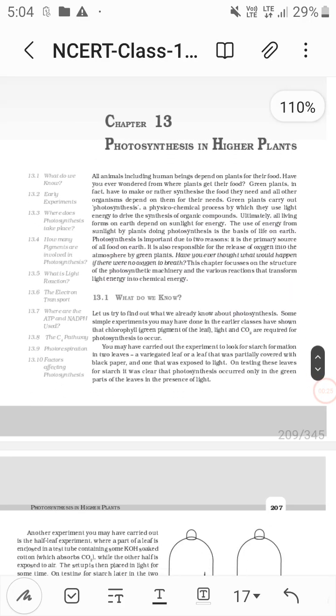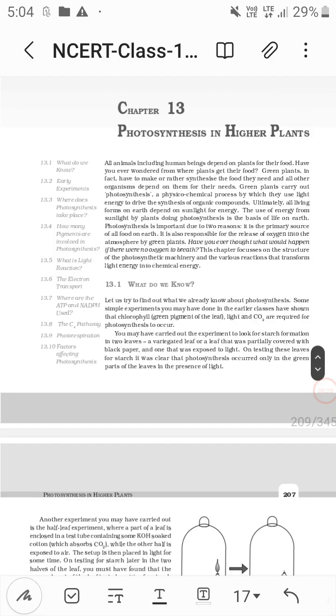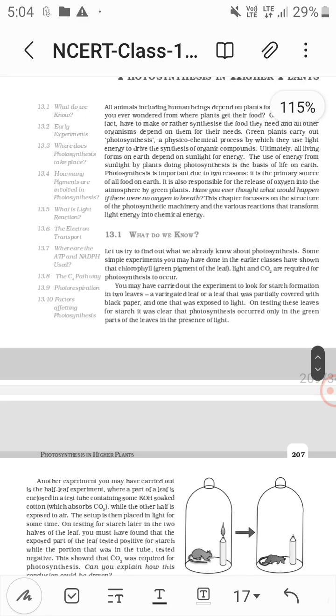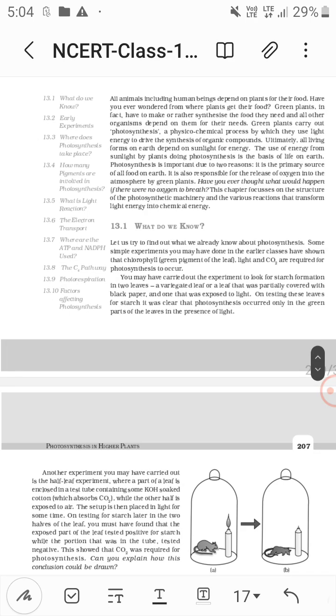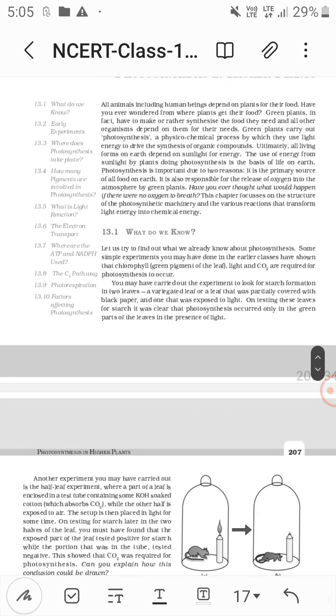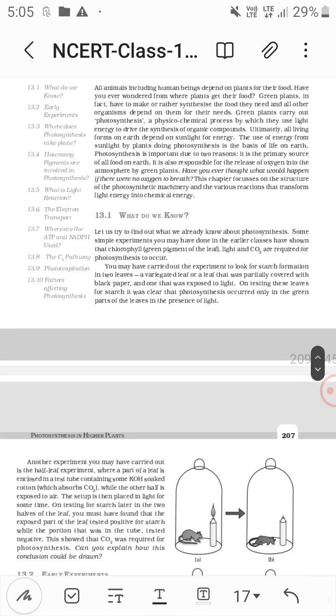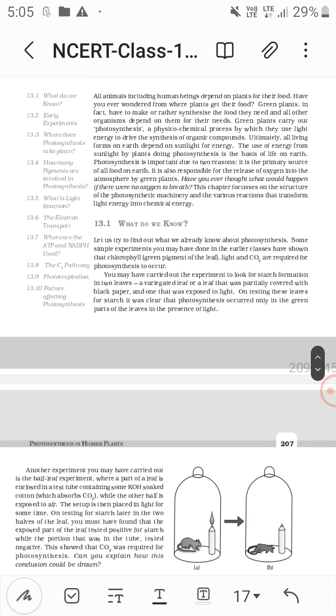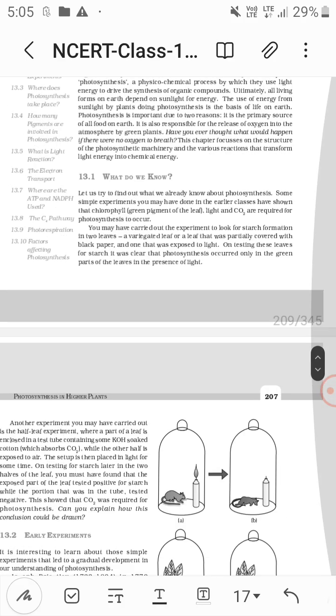So, photosynthesis in higher plants: what do we know? Then early experiments, then where does photosynthesis take place, then how many pigments are involved in photosynthesis, what is the light reaction, the electron transport, where are the ATP and NADPH used, the C4 pathway, photorespiration and factors affecting photosynthesis.